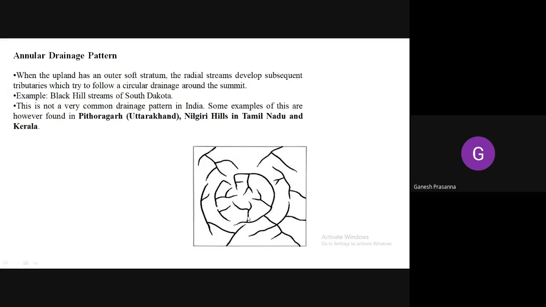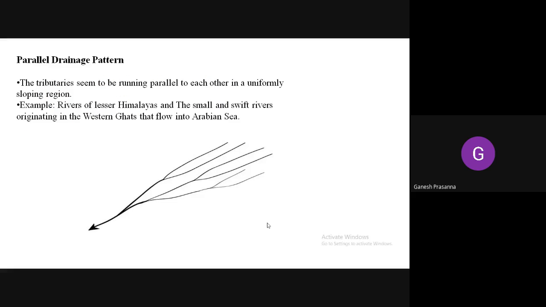The Black Hills of South Dakota are a very good example of this. This is not a very common drainage pattern in India. However, in Pithoragarh of Uttarakhand and the Nilgiri Hills of Tamil Nadu and Kerala, you can find this annular drainage pattern. These are not very common, but only in these small places you can find it.